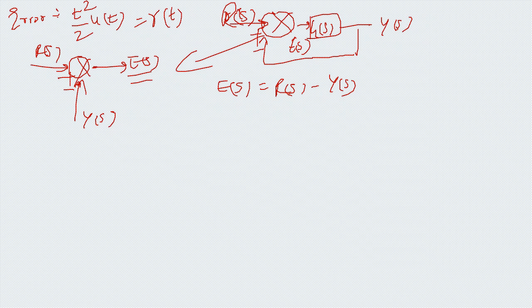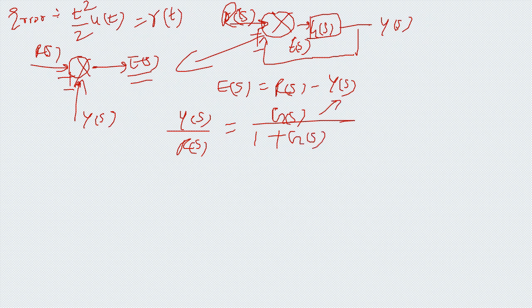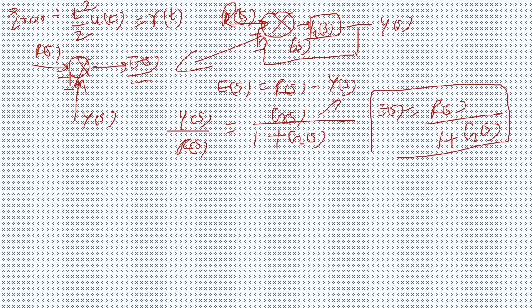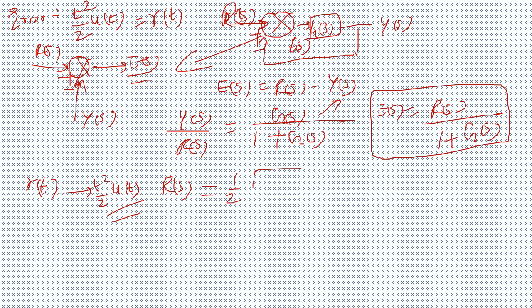We know that y of s over r of s is given by the transfer function G(s) over 1 plus G(s)H(s), and H(s) is equal to 1. If you substitute this here, you will get at the end E(s) is equal to R(s) over 1 plus G(s). We know that r of t is t squared by 2 u of t. So r of s will be the Laplace of this. We can use 1 by 2 gamma of 2 plus 1 over s power 2 plus 1. Gamma of 3 is 2 factorial, which is equal to 2. So these two get cancelled and we get 1 over s cubed.